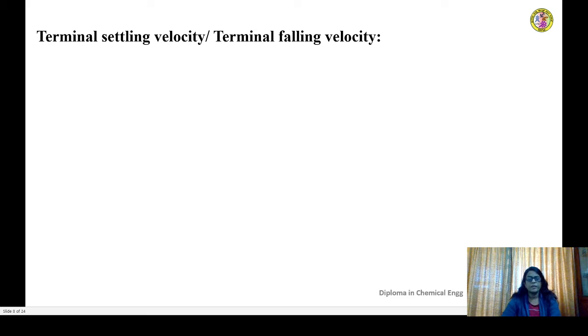So initially, when the settling starts, the gravitational force will be dominating, so the velocity of the settling particle initially increases. After the particle has settled for a certain height, the drag force will become equal to the gravitational force. That means there is a balance between the drag force and the gravitational force acting on the particle. From that point onwards, the velocity of the settling particle will remain constant. And that constant velocity reached by a settling particle is called the terminal settling velocity.